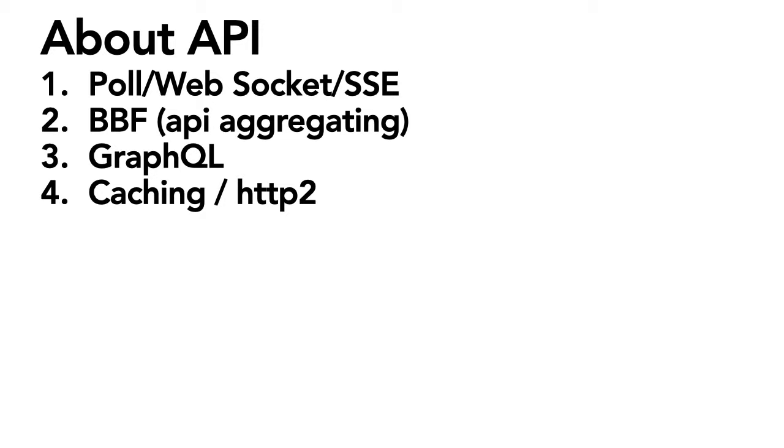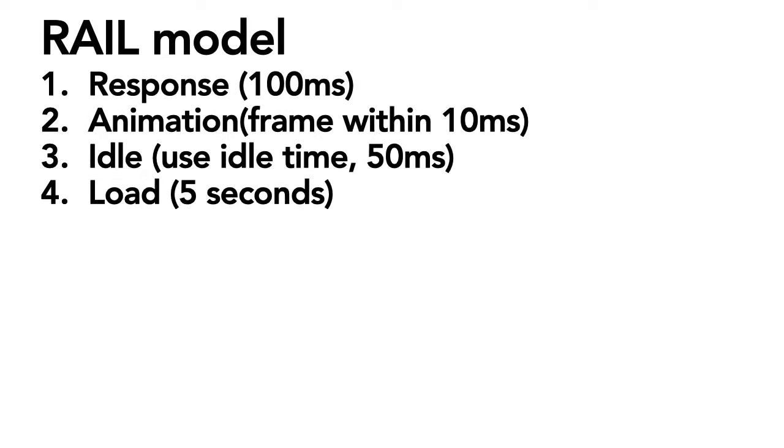For APIs, there are different strategies about the API request, like polling for updates, WebSocket for chat apps, and SSE, and BFF. We could aggregate the API either in a maintained way or just a proxy way. And with BFF, maybe you could adopt GraphQL if your UI is very complicated. We could take advantage of GraphQL. And of course, caching and HTTP2.